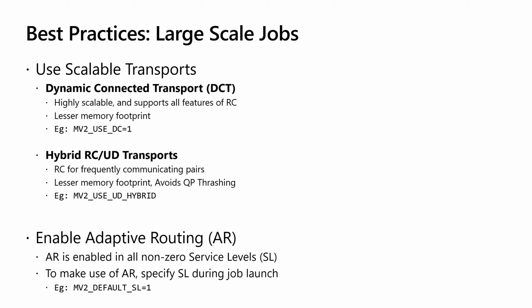So to make use of adaptive routing, you can specify a non-zero SL, for example 1 or 2 or 3. We support SLs 0 to 7, so 8 SLs. Anything from 1 to 7, you can specify and take advantage of adaptive routing. Any questions so far?